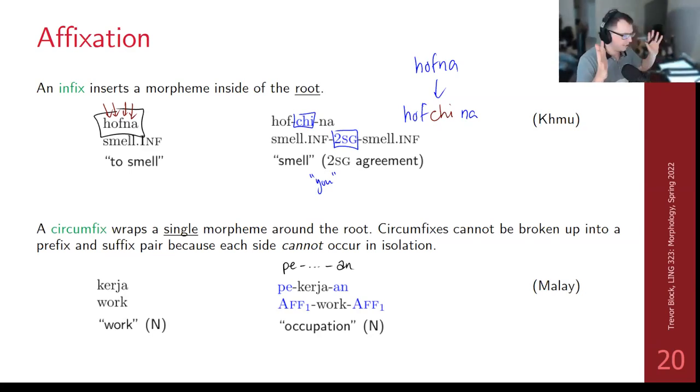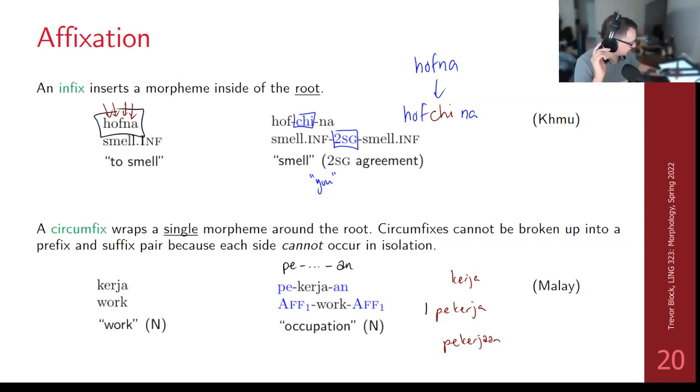Now, there might be a prefix or a suffix in there as well. And your question might be, well, how can we tell the difference between a circumfix and just a prefix and a suffix? Because surely, maybe you have karya, and then we get pekarya, and then finally we get pekarian. So maybe it's like a prefix and then a suffix, and then a suffix and a prefix.